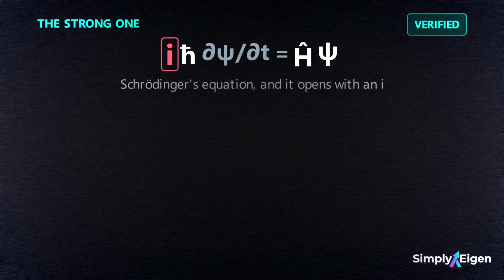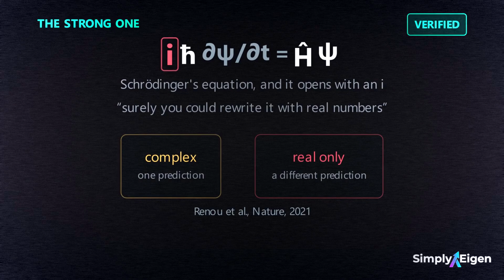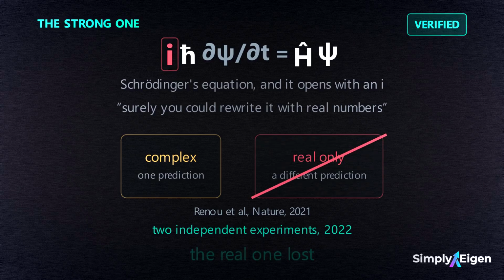Quantum mechanics is written in complex numbers. For a long time, you could argue that this was just convenience, and that you could rewrite the whole theory with real numbers if you were willing to be clumsy about it. In 2021, a group of physicists showed that you cannot. A quantum theory built from real numbers alone makes different predictions from the ordinary one. Not clumsier, different. And within a year, 2 separate experiments went and measured which was right. The real one lost.